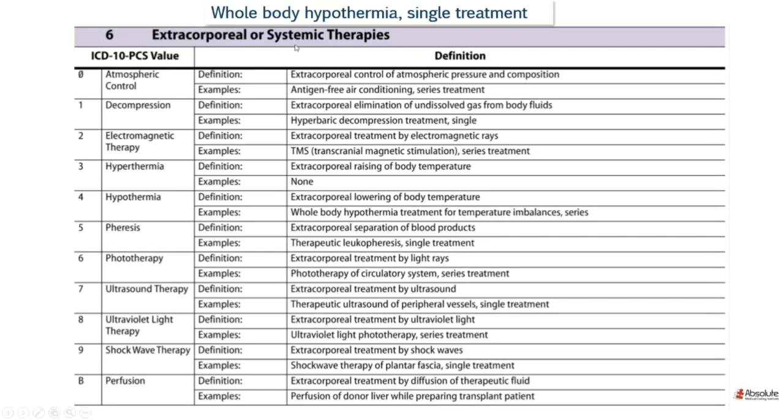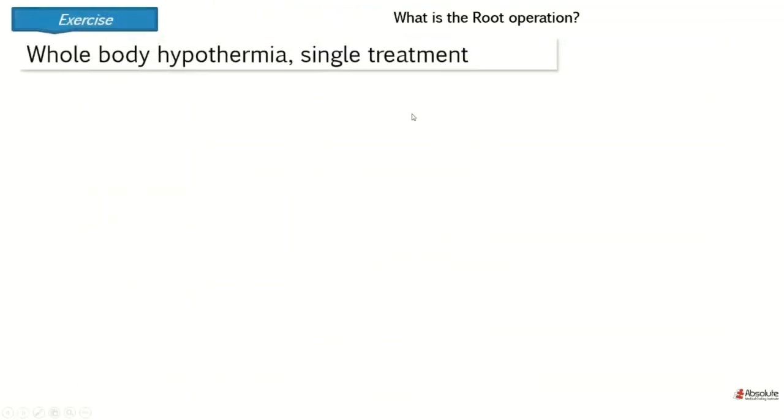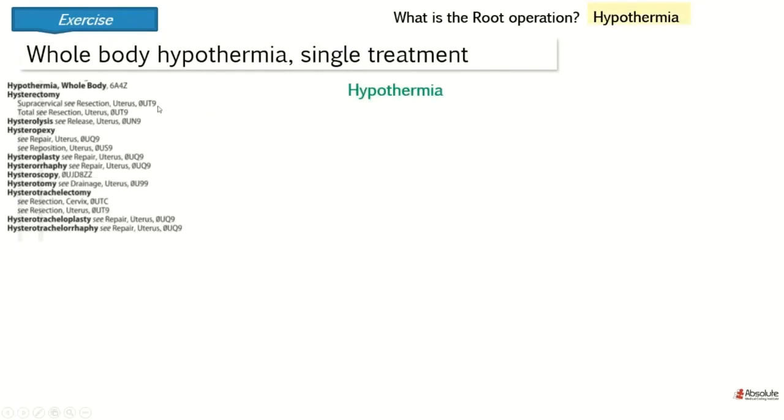Okay, next, what is your root type? What is the root operation? Coders, if you said hypothermia, outstanding. This is extracorporeal lowering of the body temperature. So our next step, we're going to look up that root operation, hypothermia. In the index, there it is, hypothermia, whole body. Your code, 6A4Z.